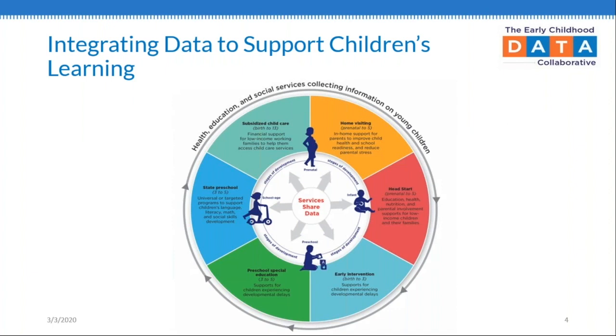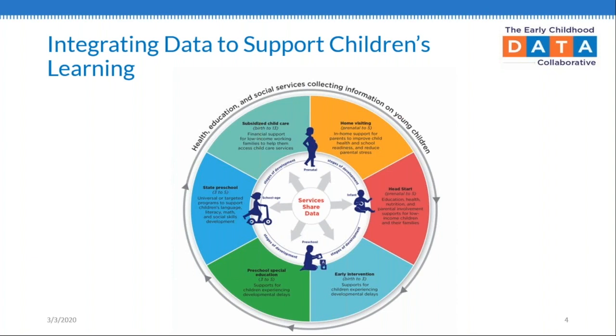In 2018, the Early Childhood Data Collaborative surveyed all 50 states to assess their capacity to connect data about children enrolled in early childhood programs, and also whether states were able to connect whether children were participating in other health or social services, and also to understand if they could answer questions longitudinally around children as they travel through the education system. This graphic shows the programs that we define in early childhood in our framework.